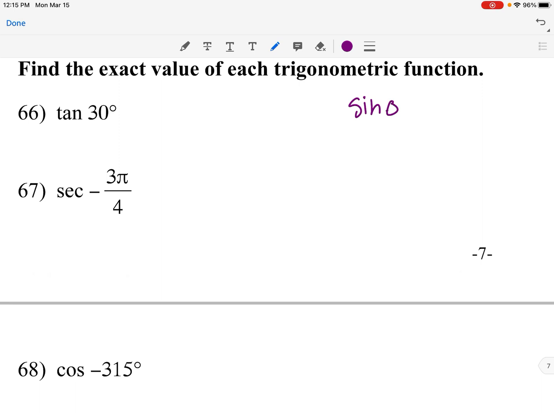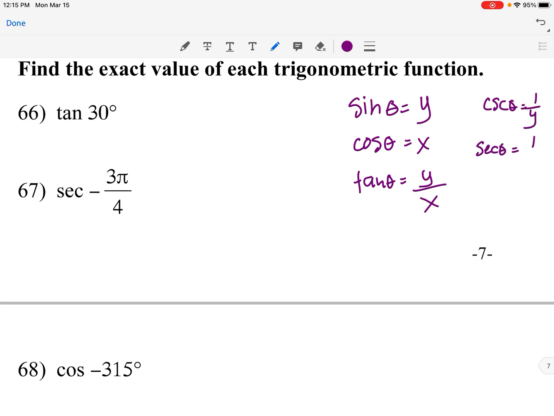So when we're looking for sine of an angle, that's the y value. When you're looking for cosine of an angle, that's your x value. Tangent is y over x. And then you have all your reciprocals as well. So you have cosecant, which is 1 over y, secant, which is 1 over x, and cotangent, which is x over y.